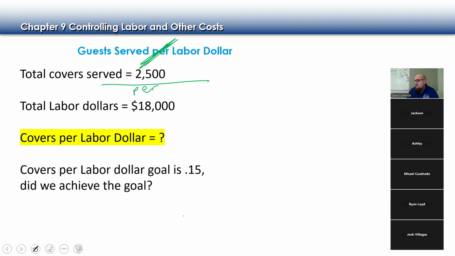So if we do that calculation, 2,500 divided by 18,000, we get 0.139.